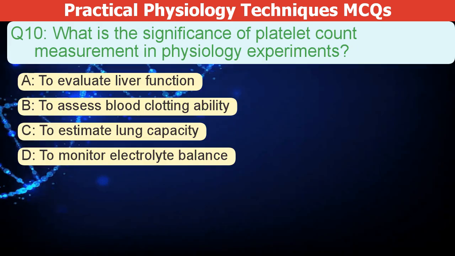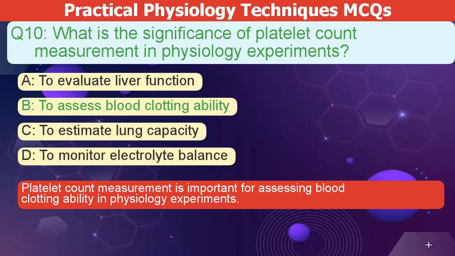What is the significance of platelet count measurement in physiology experiments? To evaluate liver function. To assess blood clotting ability. To estimate lung capacity. To monitor electrolyte balance. The correct answer is B. Platelet count measurement is important for assessing blood clotting ability in physiology experiments.